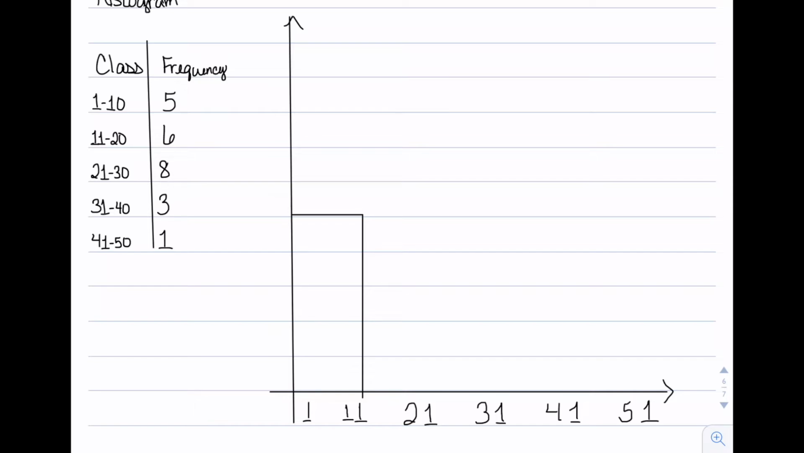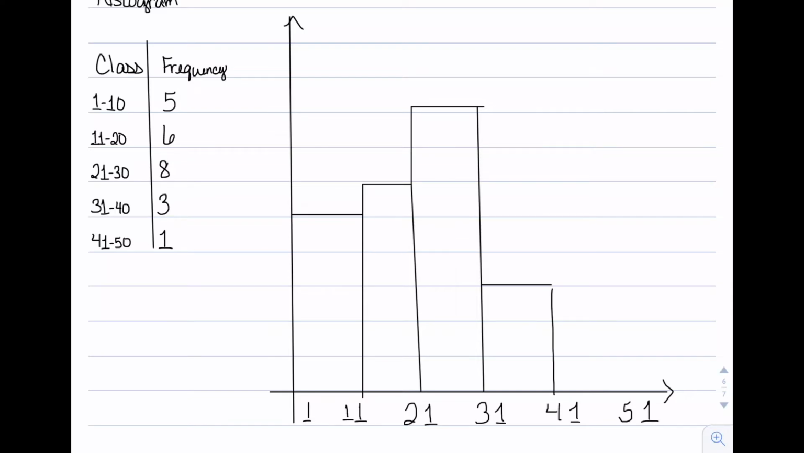And for a bar graph, these bars shouldn't touch, but for a histogram, they should. So between 11 and 20, I have 6. So my next bar will go up to 6. Between 21 and 30, I have 8. Between 31 and 40, I have 3. And then finally, between 41 and 50, I have 1.